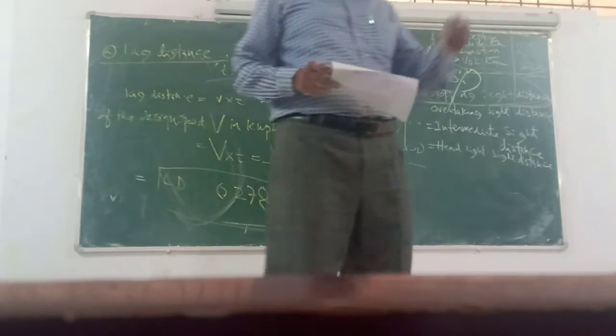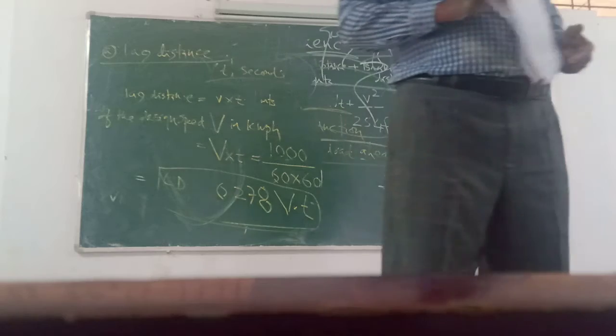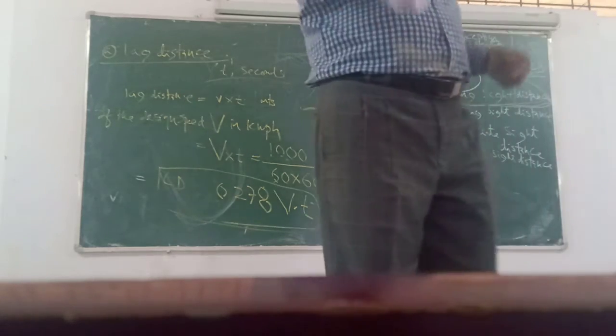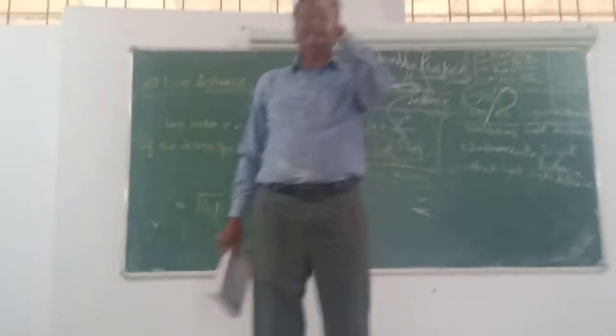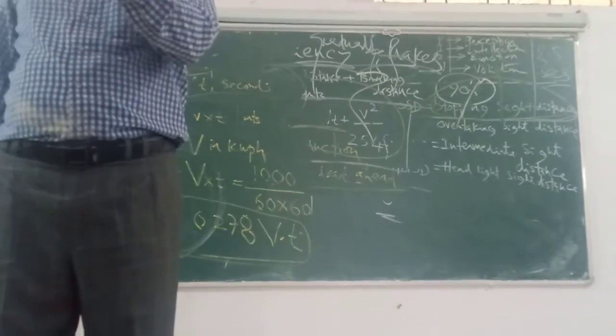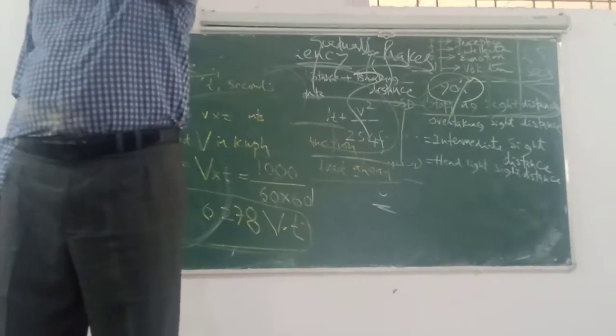Let's go to the braking distance now. Braking distance. I told you the braking distance is the distance, I already gave the definition: the actual distance moved by the vehicle after application of the brake, right?